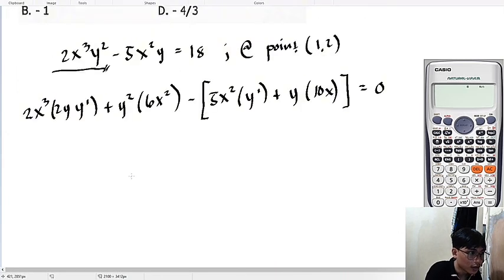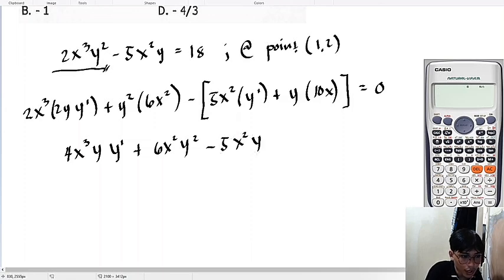Okay, now simplifying, we have 2x cubed multiplied by the rate, we have here 4x cubed y y prime plus 6x squared y squared minus 5x squared y prime, plus, or minus, let's distribute: negative 10x y equals 0.